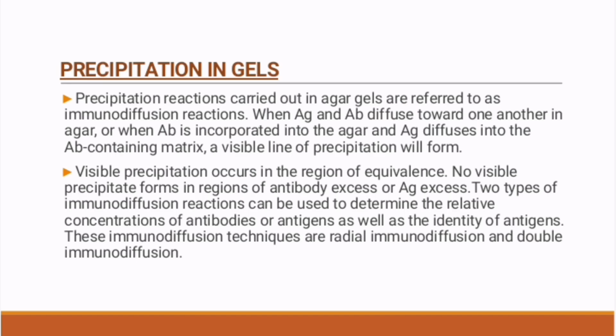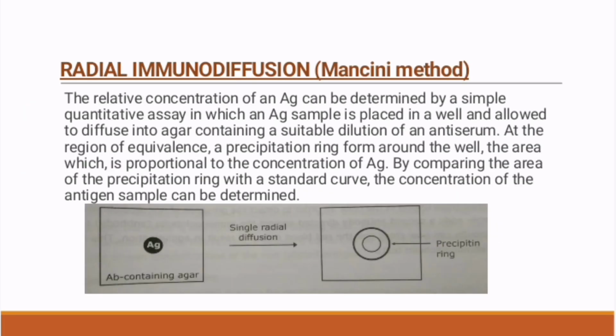Two types of immunodiffusion reaction can be used to determine the relative concentrations of antibodies or antigens as well as the identity of antigens. These immunodiffusion techniques are radial immunodiffusion and double immunodiffusion.